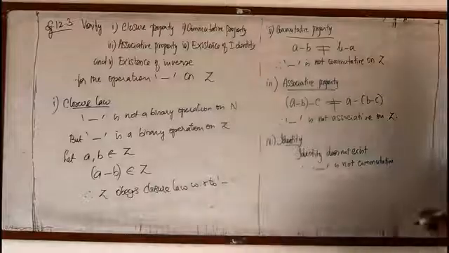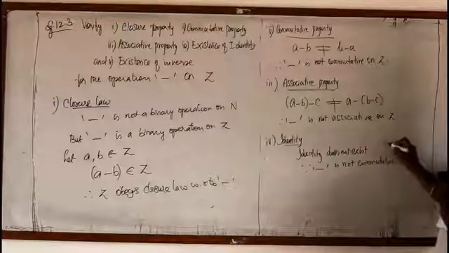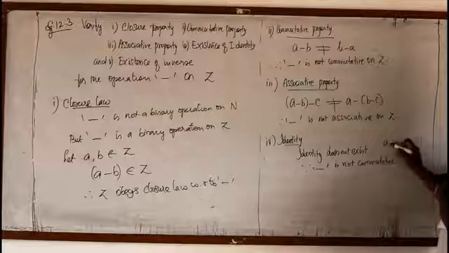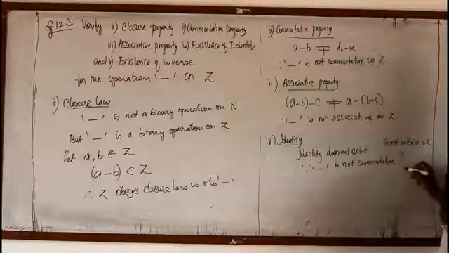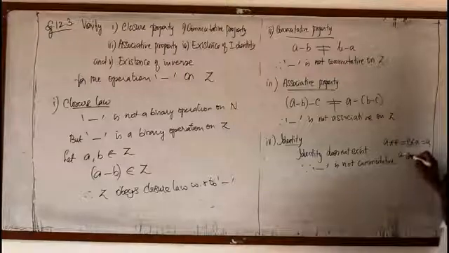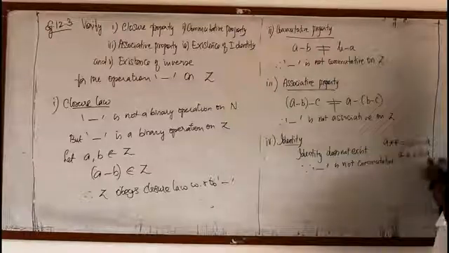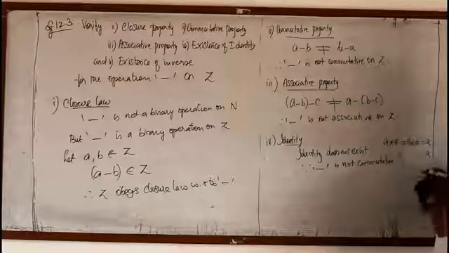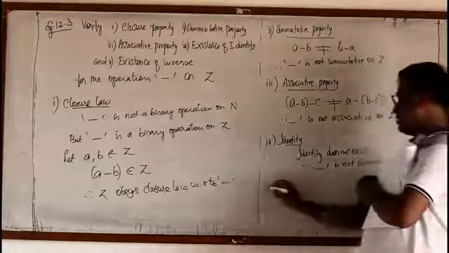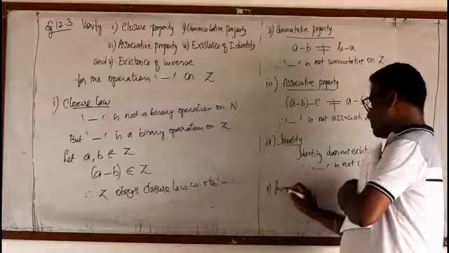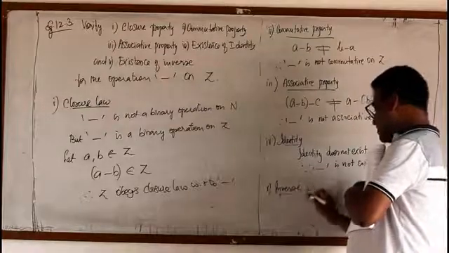Because of the identity element definition, we know A star E equals E star A equals A. So if it is minus, A minus E must be equal to E minus A, whereas this is not equal. Therefore there won't be any identity element. Identity does not exist because minus is not commutative. Regarding inverse, inverse does not exist.